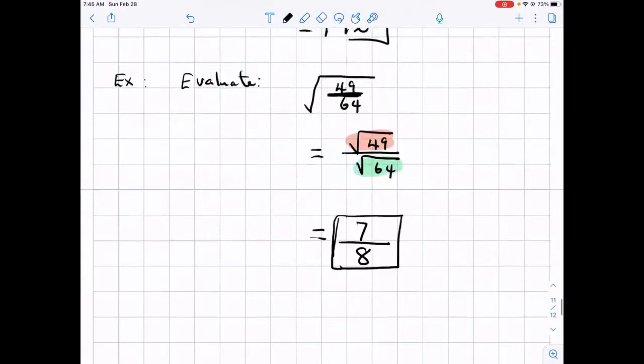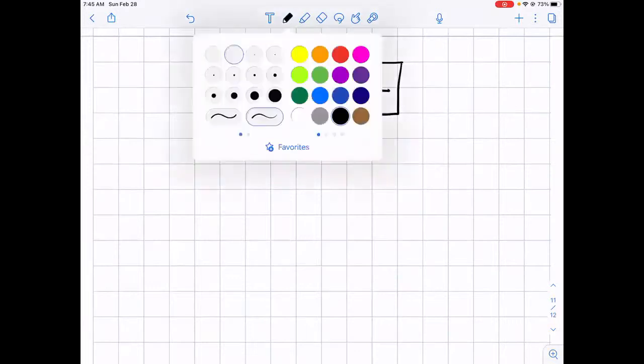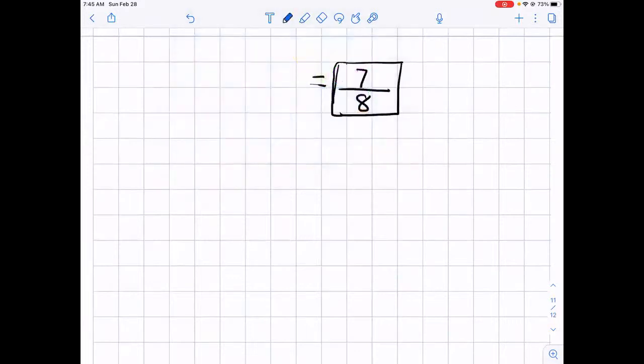So this was a quick review. Okay, but let's look at some of the properties of radicals.